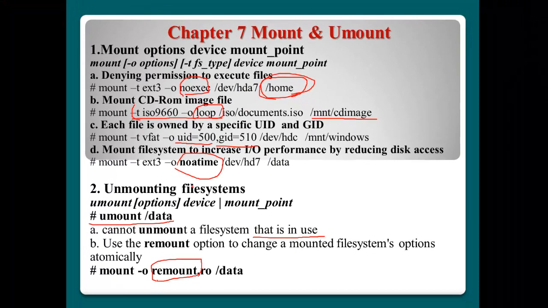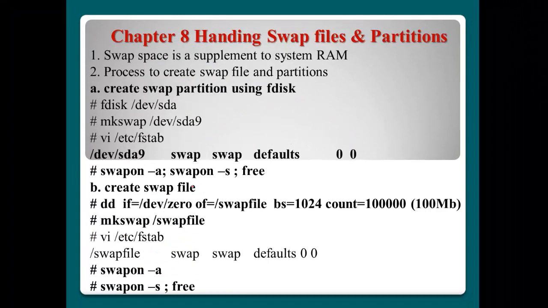Okay, and after that, the last part, chapter 8, handling swap files and partitions. Swap space: normally when we install the Linux system, we have to create at least two partitions, root and swap. Swap space is a supplement to system RAM. So it means swap is a kind of RAM, and now the process to create swap files and partitions. Later, if we need more swap space, we can use this kind of command.